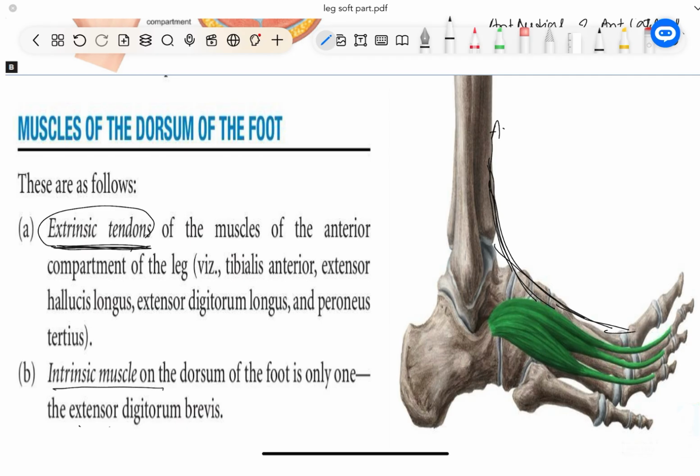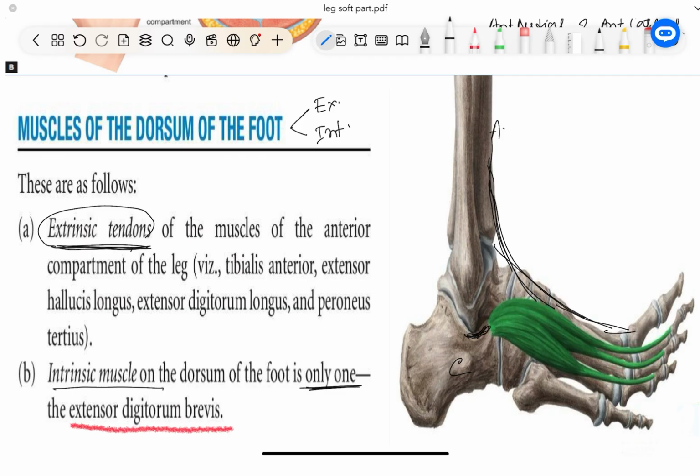So, the muscles of the dorsum of the foot can be categorized into two: one is extrinsic, another is intrinsic. Keep in mind, in the dorsum of the foot, there is only one intrinsic muscle. It is an important point, and the name of that is extensor digitorum brevis. Now, this extensor digitorum brevis originates from the calcaneum. You can see here, this is the calcaneum. So, the superior surface of the calcaneum is the point of origin.